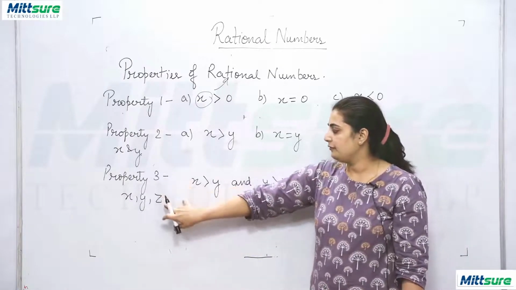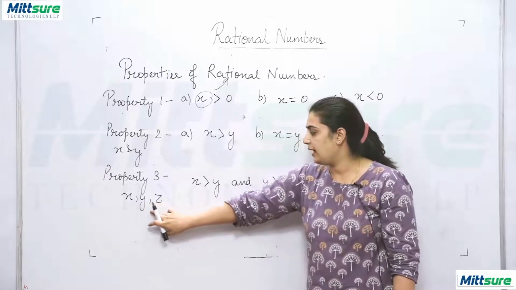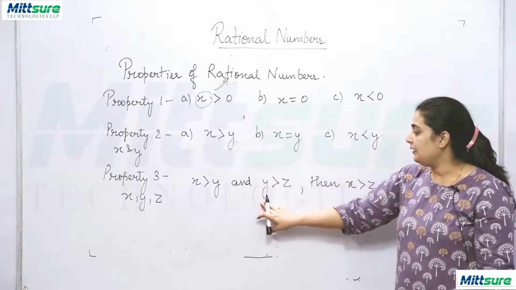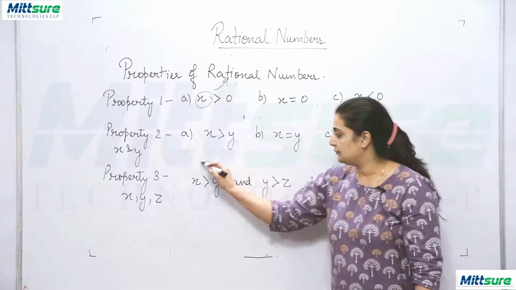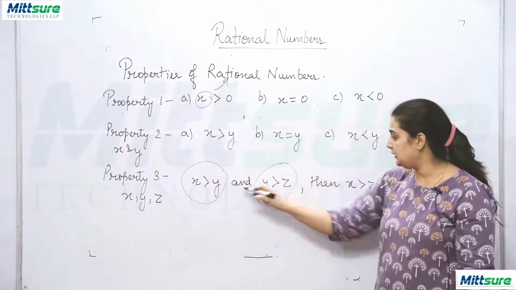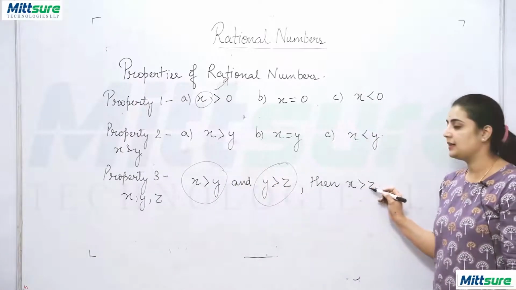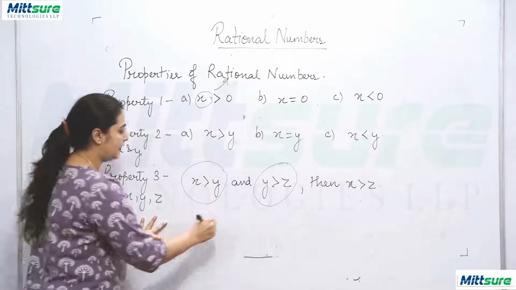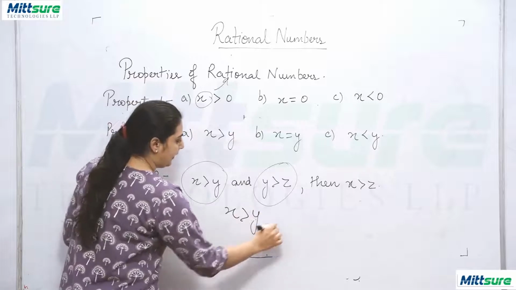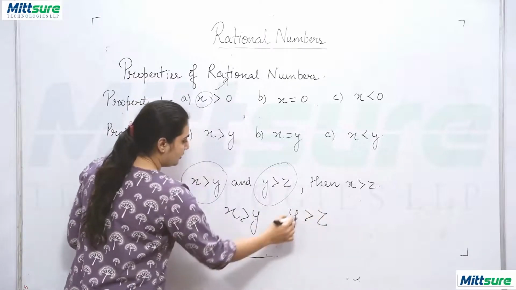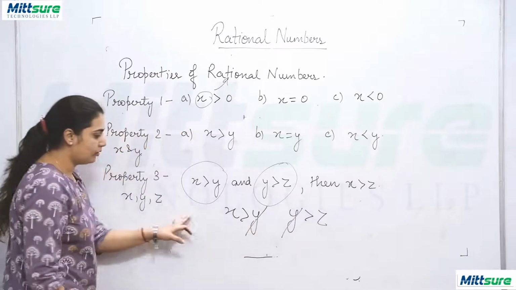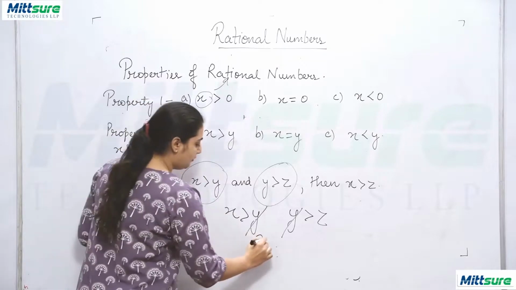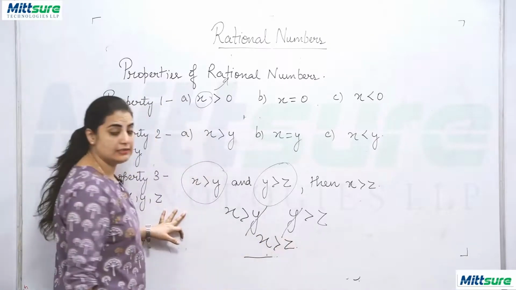Suppose we have three rational numbers x, y and z. If x is greater than y, and y is greater than z. Now see here, when you are combining these two, what is happening? x is coming to be greater than z. How have we come to this? Let's see. If we compare x, y and z, y is being cancelled because it is common on both sides. Okay. So we are left with x is greater than z.